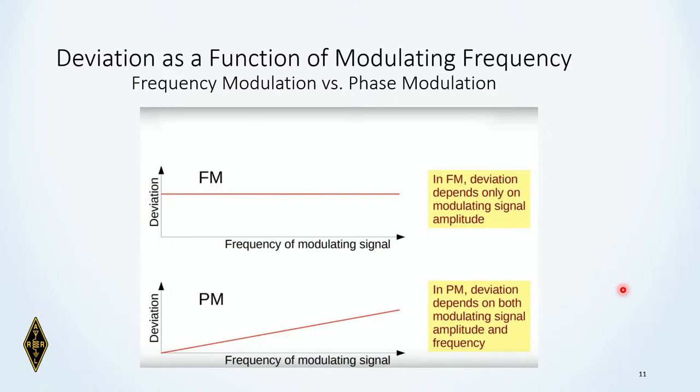Now here's something else that may ring a bell, because we've talked about it before. Deviation as a function of modulating frequency. Remember, with FM, also called direct FM, the deviation depends only on the modulating signal amplitude. With phase modulation, we get a feature for free. It has to do with the physics of a phase modulator. In a phase modulator, deviation depends on both the modulating signal amplitude, like it does here, but also the frequency. So as you go from, let's say, 500 hertz being applied to the modulator to 1,000 hertz, that's double, and that will deviate more on the output of the radio.